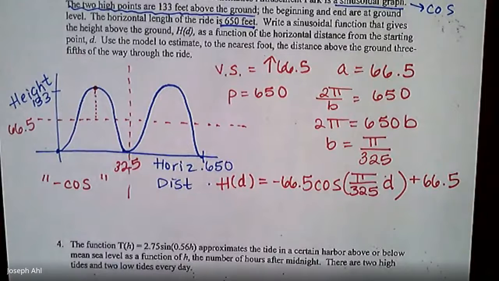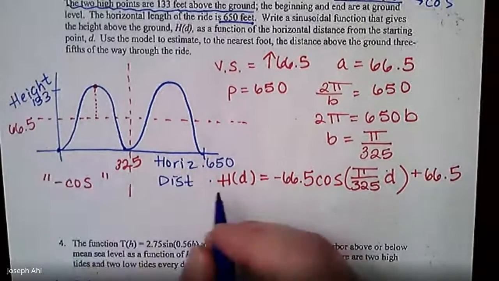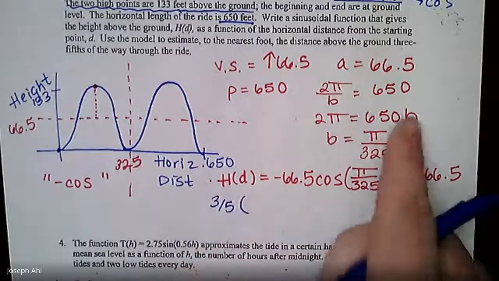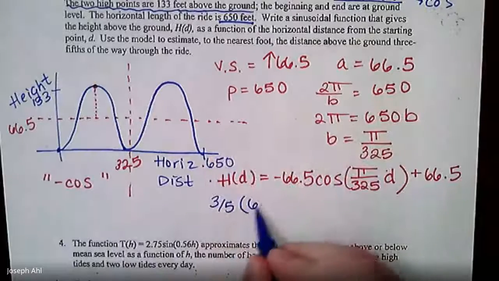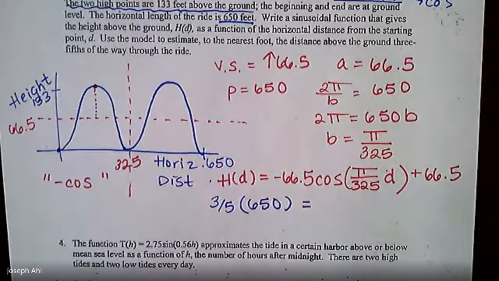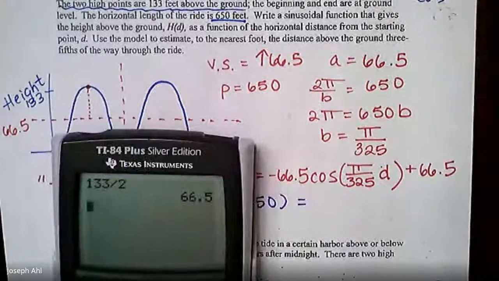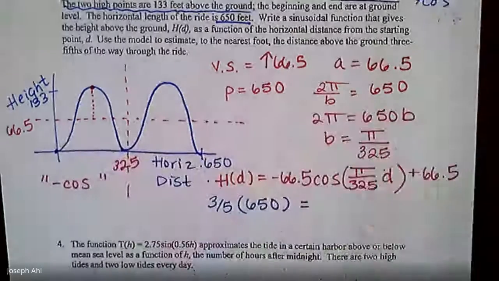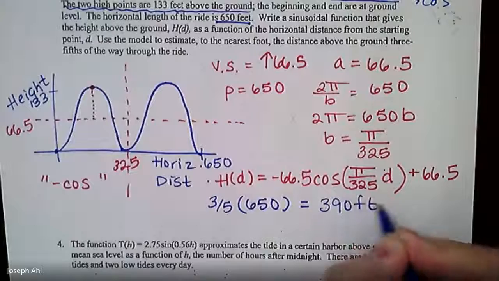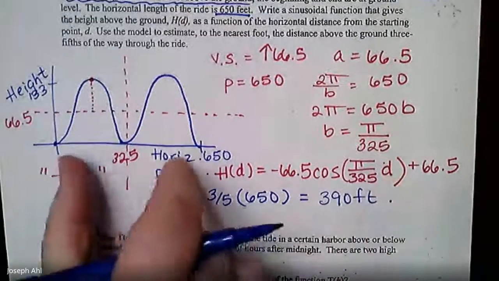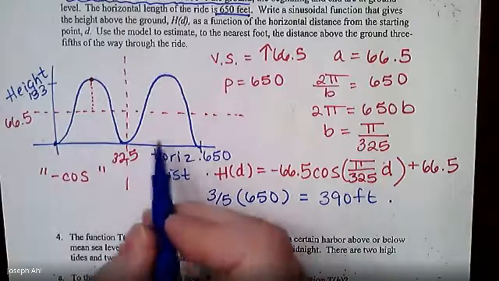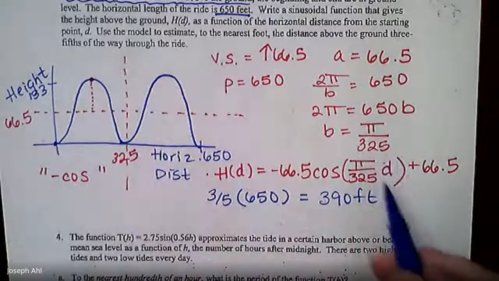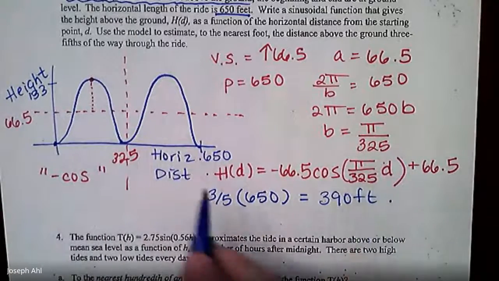So let's first of all figure out what is 3/5 into the ride horizontally. So if we're 3/5 into the ride, it's 3/5 of 650 feet. Okay, so 3/5 of the way there. Let's see, 3/5 of 650 is, we're at 390 feet from the start. Now again, that's a horizontal distance d. 3/5 of the way through, we're at 390. So to figure out what that height is, we're just going to plug in 390 for d, and that's going to give me the height.